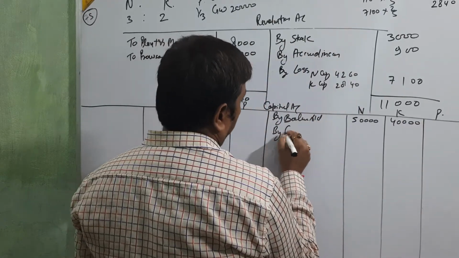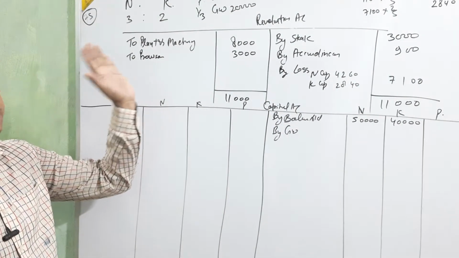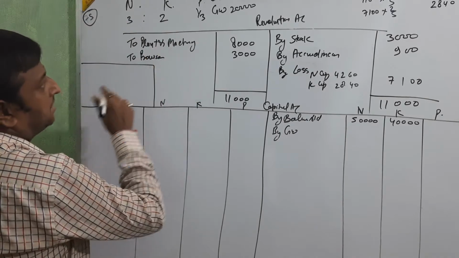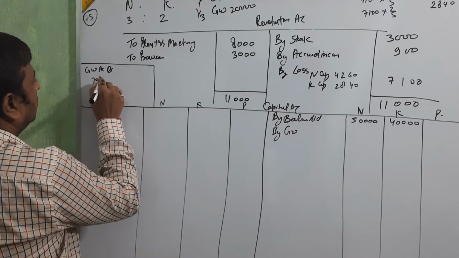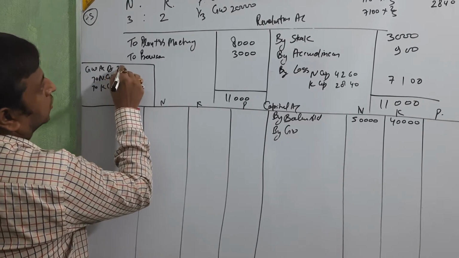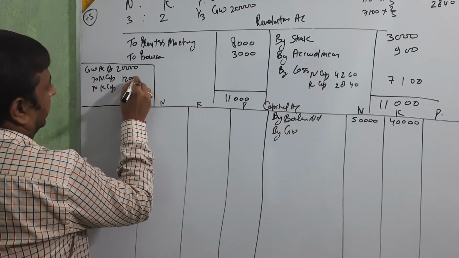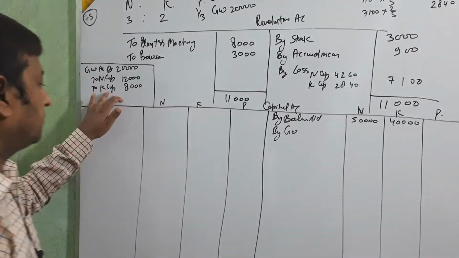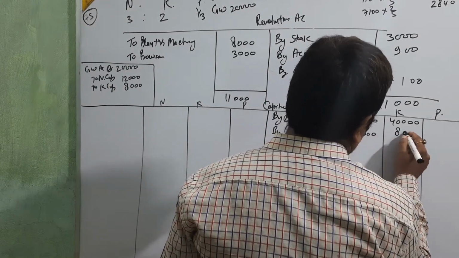Then goodwill, distribute this goodwill. I think you will remember this entry. If not, I am putting it here. Just see, entry of goodwill: goodwill account debit to Name capital and to Kham capital. Goodwill is 20,000 in ratio 3:2. It means 12,000 and 8,000. On the basis of this, we are going to put the goodwill. The amount of goodwill is 12,000 and 8,000.